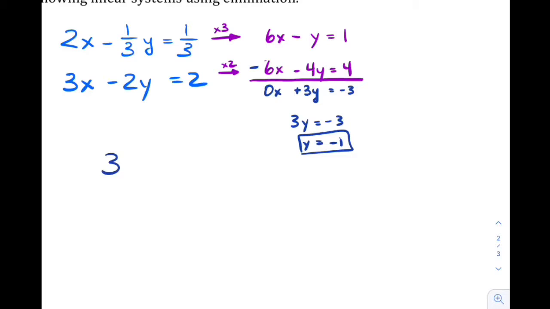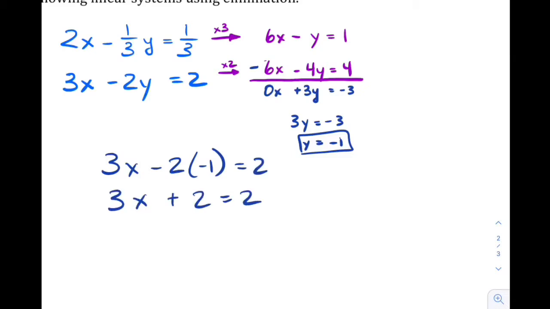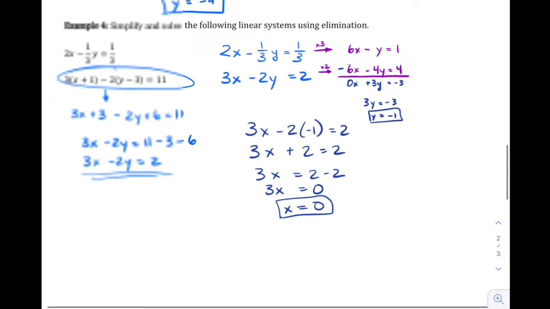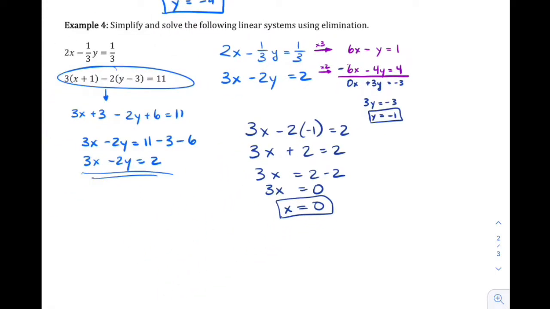So do that. 3x minus 2y, so we know y is negative 1, is equal to 2, and it makes our life a lot easier when we can choose the proper equation to work with. 3x is equal to 2 take away 2. 3x is equal to 0, and dividing both sides by 3, we get x is equal to 0. And we are done. We have an x value of 0 and a y value of negative 1. That's the solution to that more difficult linear system where we had to do a little bit of work beforehand.